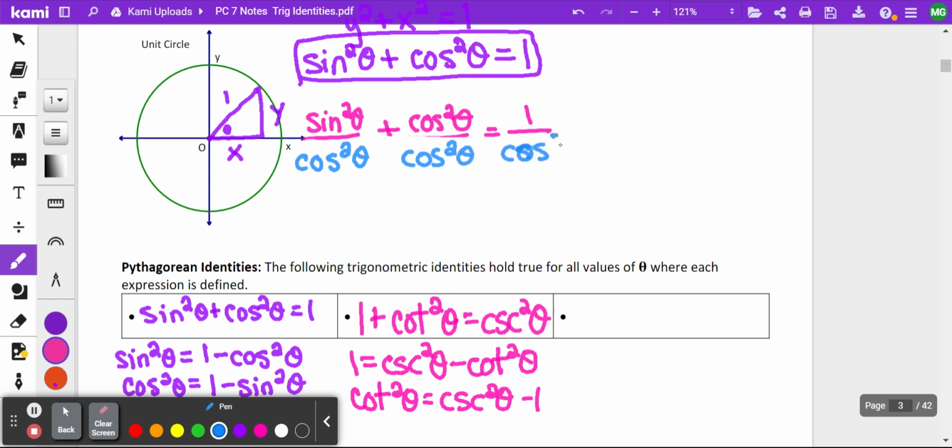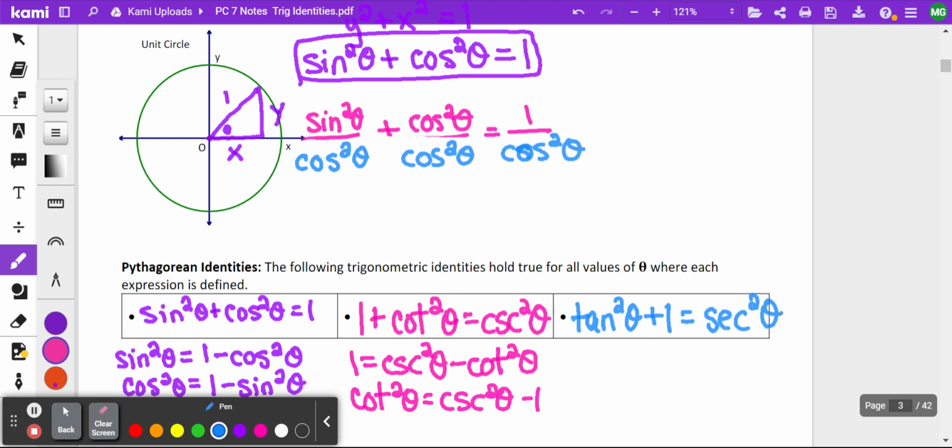Whoops, cosine squared of theta. And let's see what we get. Well, sine squared of theta over cosine squared of theta, using the quotient property at the top half of this page, would give us tangent squared of theta. Now, cosine squared of theta over cosine squared of theta is 1. That was easy. And 1 over cosine squared of theta, we're using our reciprocal identities. We know 1 over cosine is equal to secant. So 1 over cosine squared is equal to secant squared of theta.